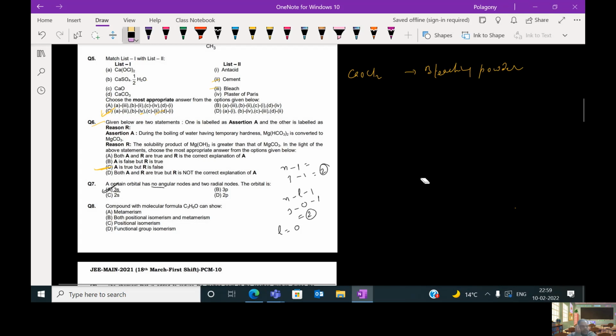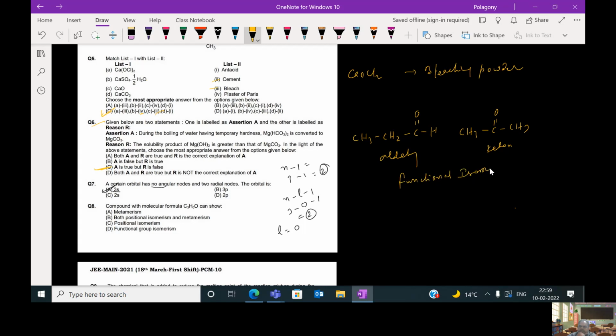The compound with molecular formula C3H6O. This one is an aldehyde, and this one, CH3, C double bond O, CH3, is a ketone. This is a ketone, and this is an aldehyde. So both come under functional isomers.